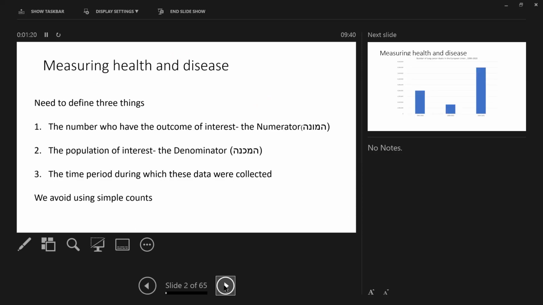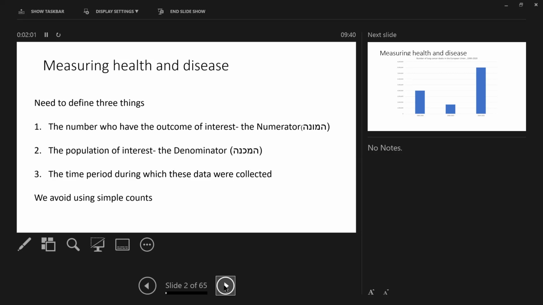Right. So when we're measuring health status or disease status, there are three things that we need to take into consideration. The first one is the number who have whatever outcome you're interested in, health or disease, which is the numerator, the population of interest, which is the denominator, and the time period during which these data were collected. We already talked a little bit about this, but when you get into your paper, it's important to think about this, because it's easy to forget it.